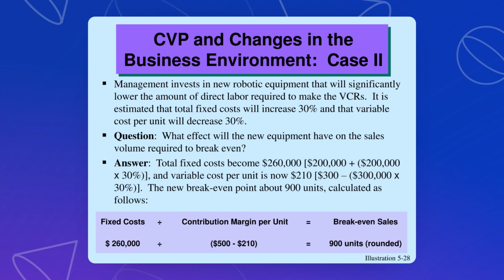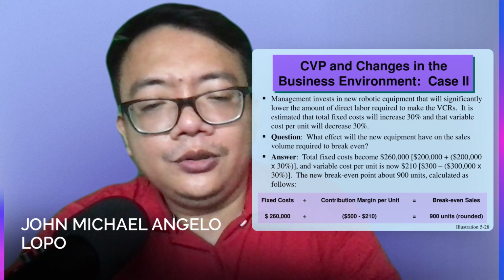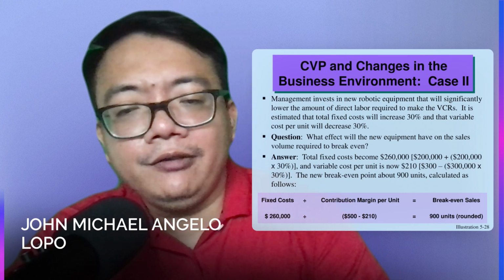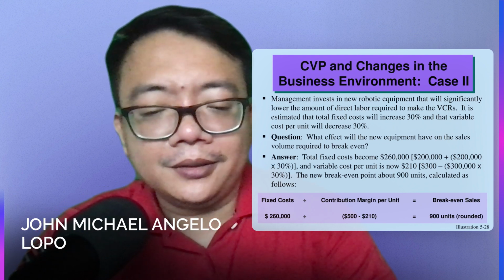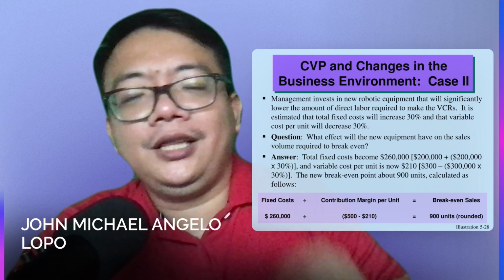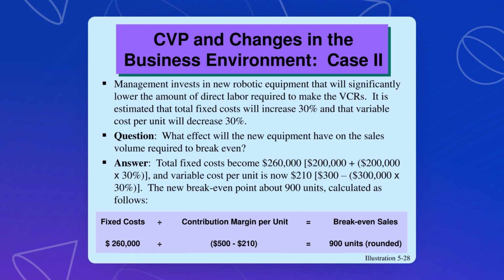900. Question, class. Case number 2. Since you have 900 units as your break-even versus 1,000 units in the break-even earlier, accept or reject? Very good, class. It is now to be accepted. Why to be accepted? Because you will only sell 900 units to reach the break-even point, or to break even. Okay, very good. At least you are able to understand.